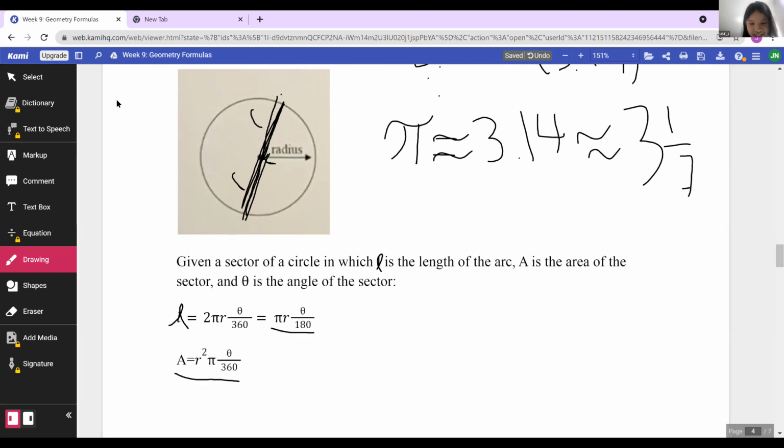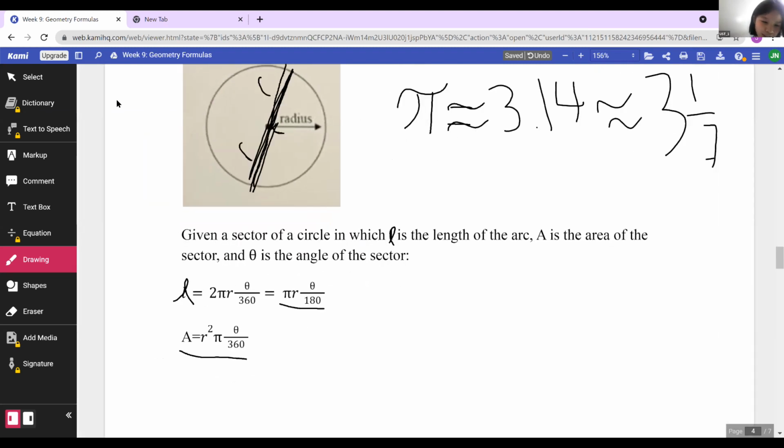You can see these simply because they take the area or circumference and multiply by the ratio of the sector to the whole circle.